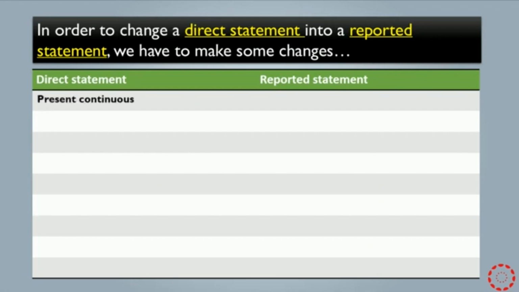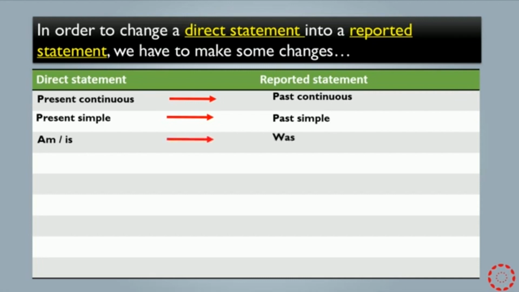If our sentence is present continuous, we have to change to past continuous. If it is present simple, we will change to past simple. If we have am or is, we will change to was. If we have are, it became were. If we have must in the sentence, it became had to.